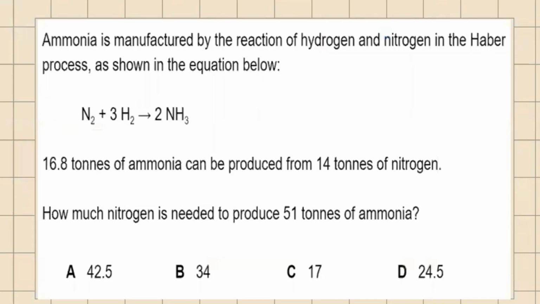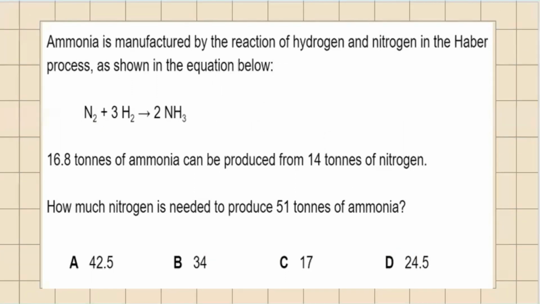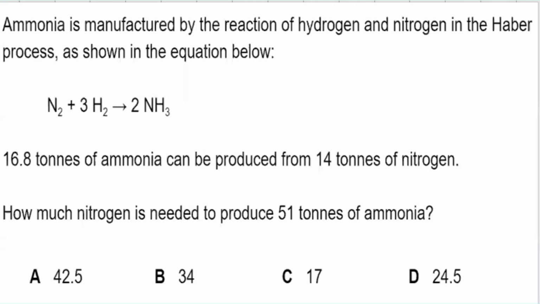Okay, the next question. Ammonia is manufactured by the reaction of hydrogen and nitrogen in the Haber process, as shown in the equation below. Nitrogen plus H2 gives NH3. 16.8 tons of ammonia can be produced from 14 tons of nitrogen.